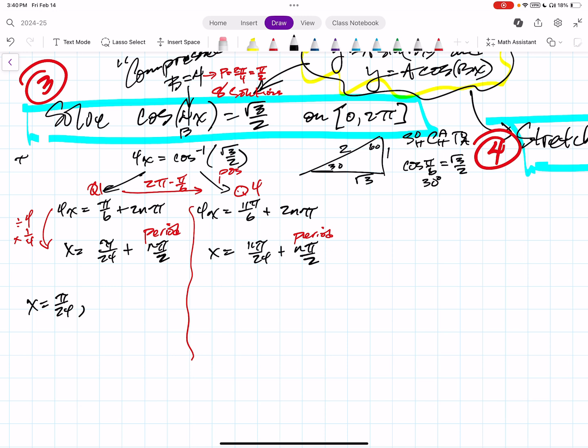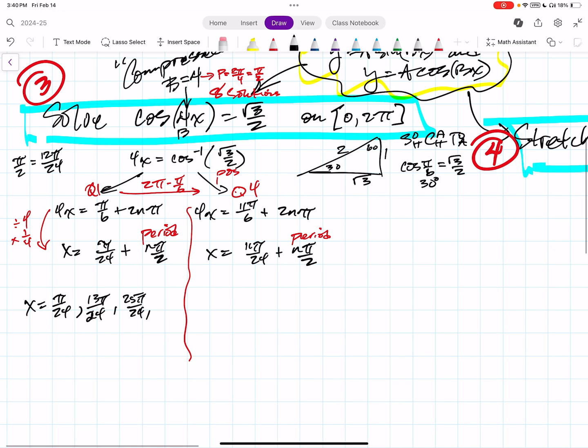Now, pi over 2 and 24ths, if you just multiply both by 12, you get 12 pi over 24. So all you have to do is add 12 to the numerator. So you get 13 pi over 24, add 12 to 13, 25 pi over 24. Oops, sorry. And then add 12 again to 25, 12 and 25 is 37 pi over 24. And those are the first 4 solutions. Now we got to get the other 4.